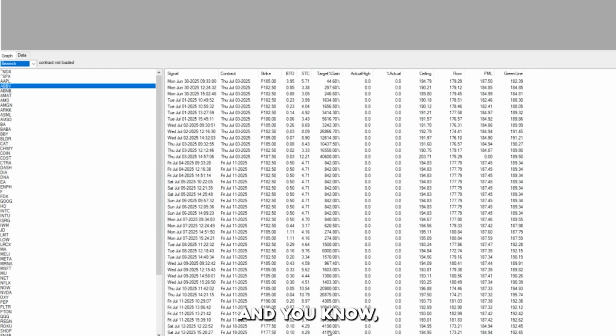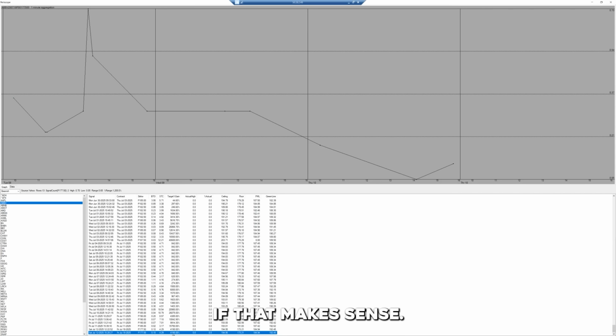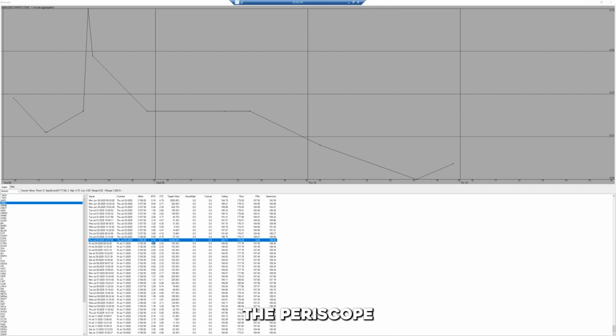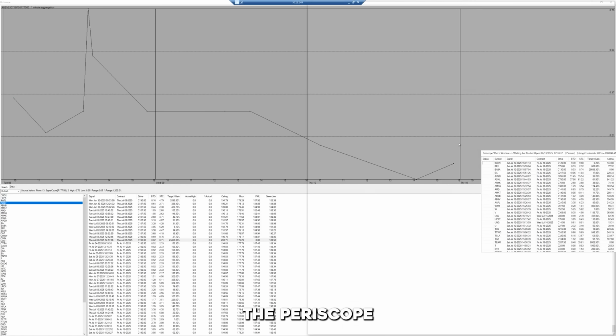Now if I go into the bearish setting, you're gonna see that all of these are put contracts now, and we are seeing some of the outlier target percent gains that are possible. That is a possibility, if that makes sense. Now I'm gonna move back to the bullish, but I'm gonna show you one thing, that is the periscope watch window. So here we have the periscope watch window.